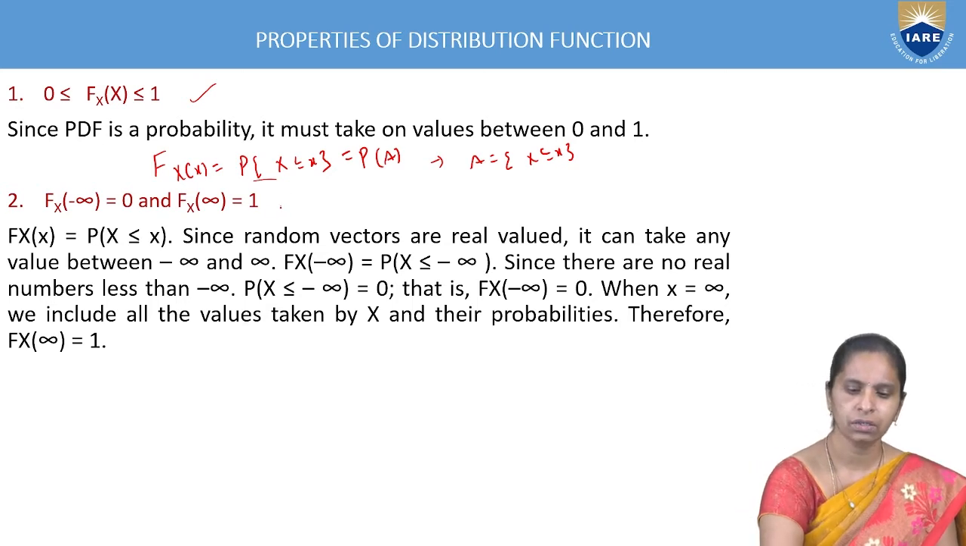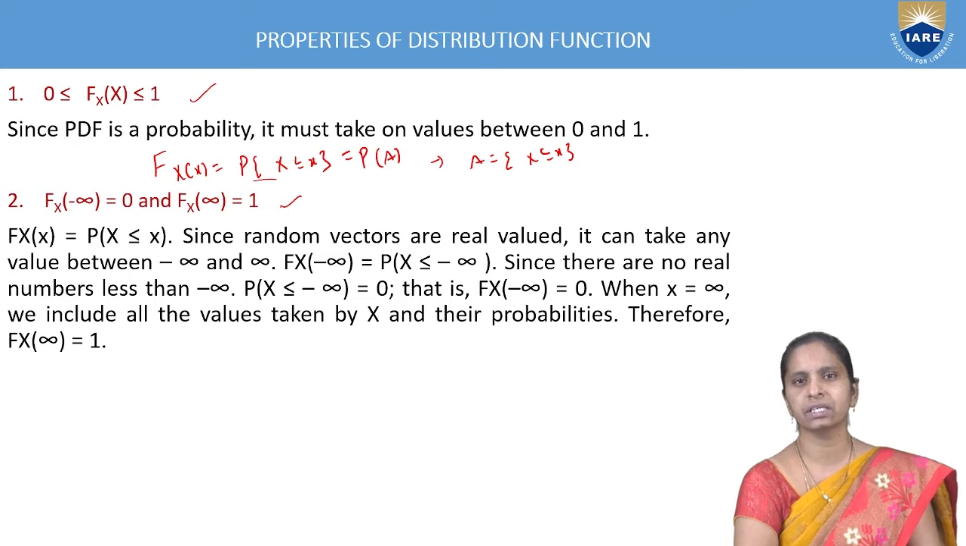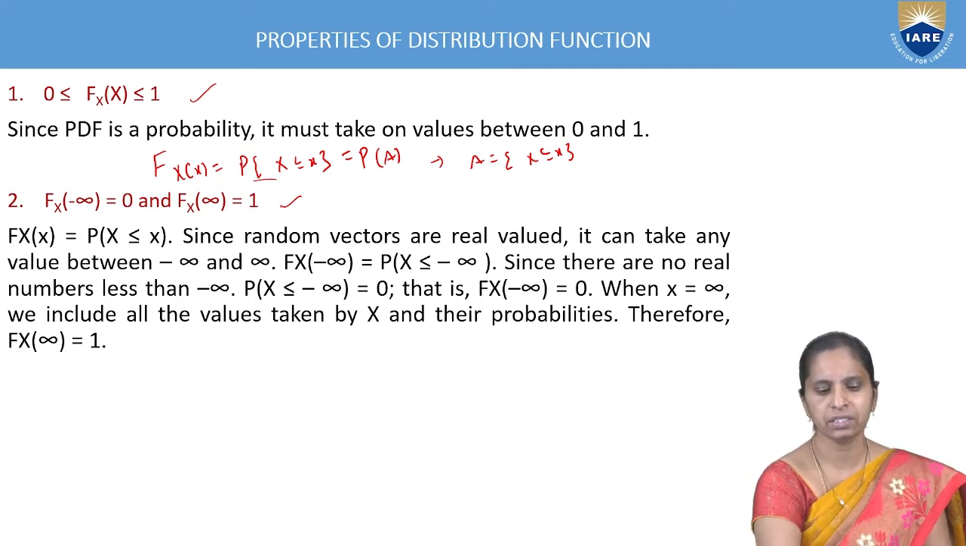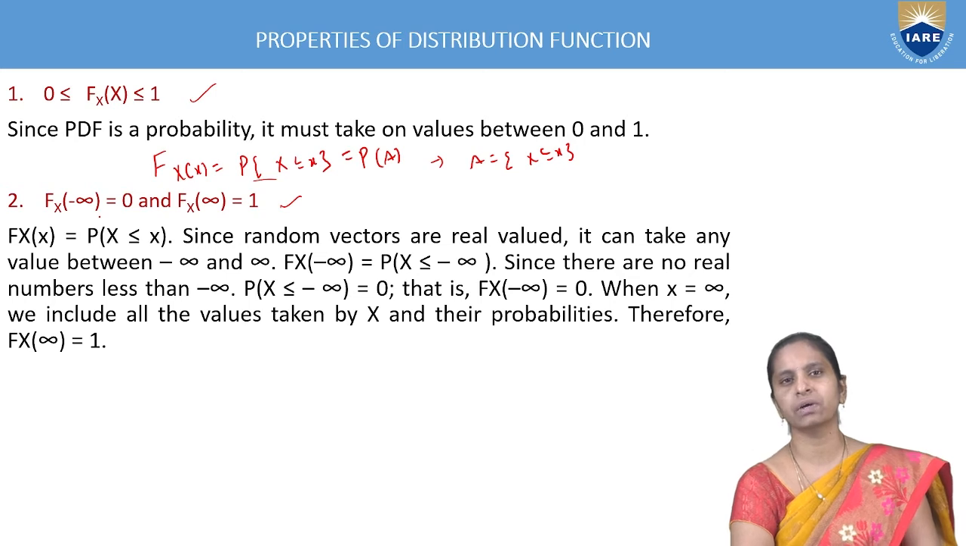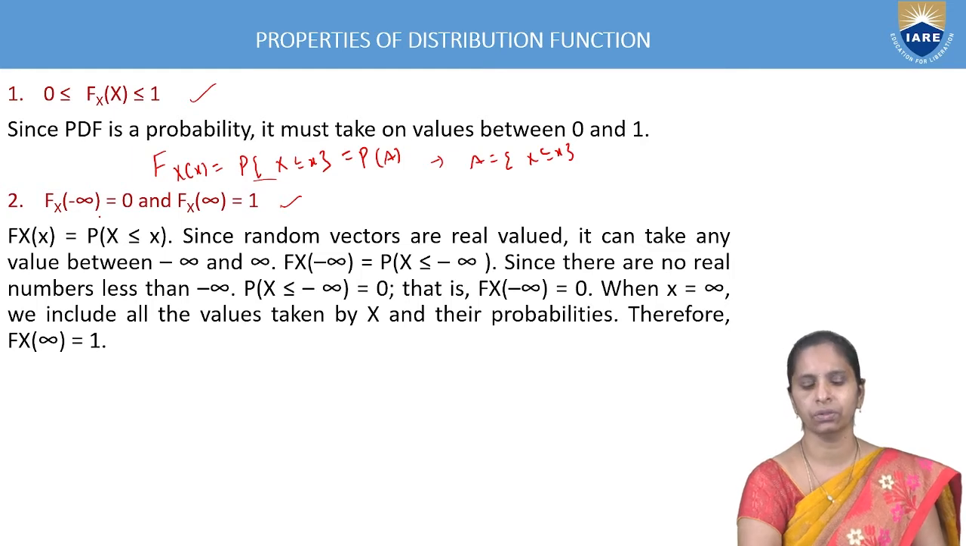So let us go to the second property. What is the second property? It states that F_X of minus infinity is equal to 0 and F_X of infinity is equal to 1. So let us see the first one. The distribution function at the value x equal to minus infinity is equal to 0.